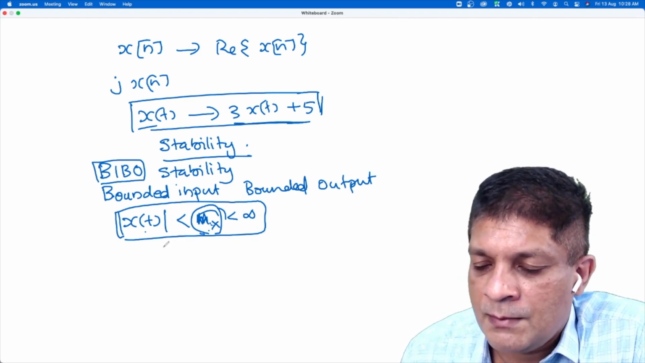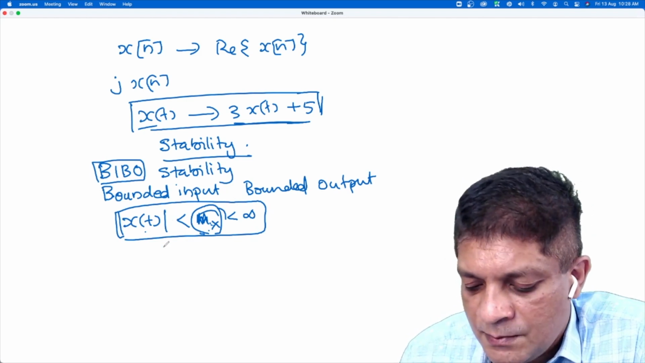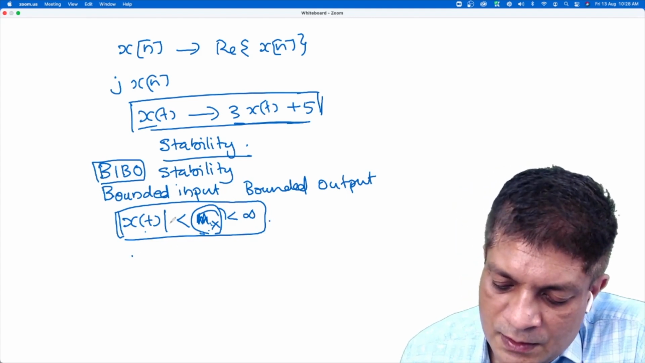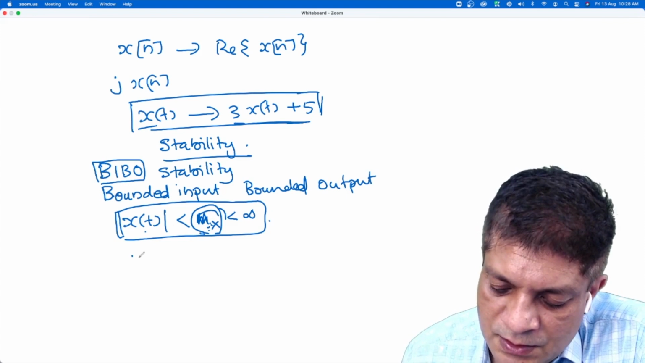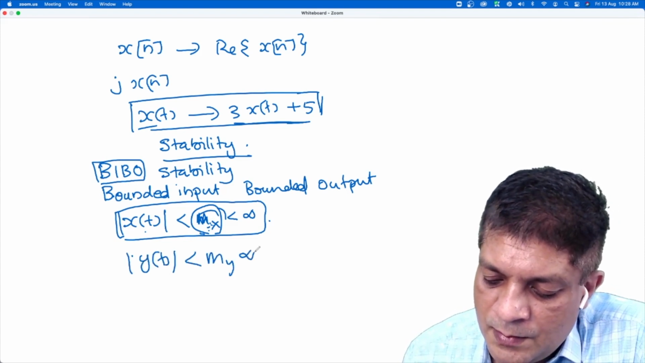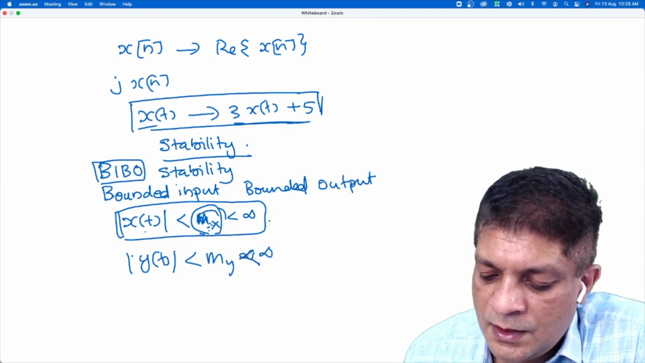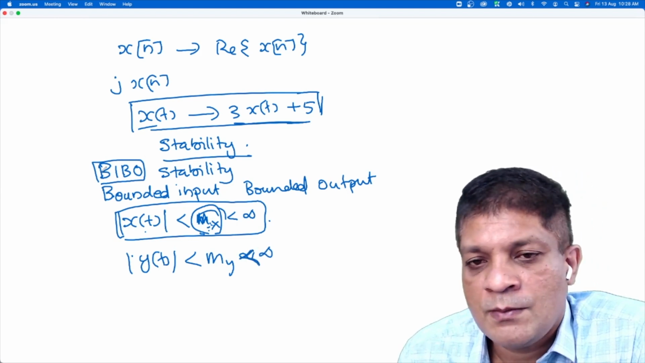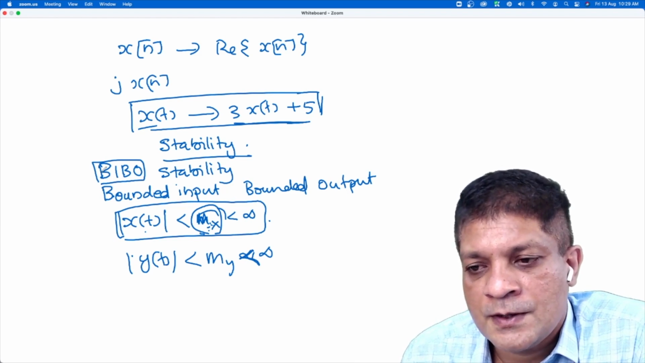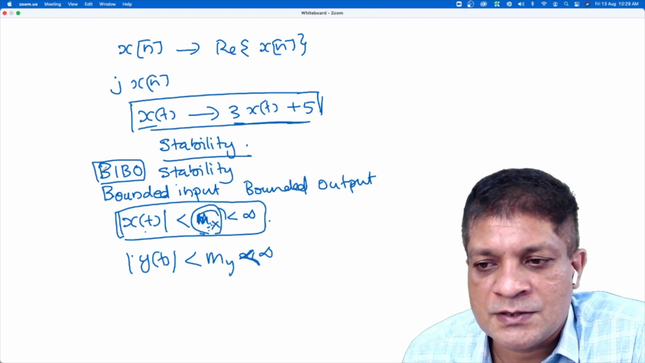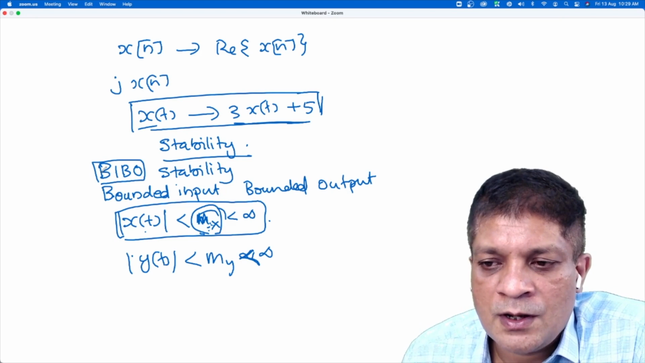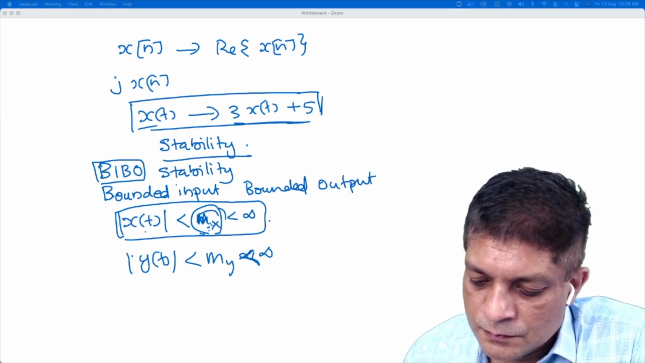And if we are giving a bounded signal as the input to the system, the output should also be bounded. Then we can say that the system is bounded input, bounded output stable. Simply we say that it is a stable system. If you give a bounded input, output should also be bounded.